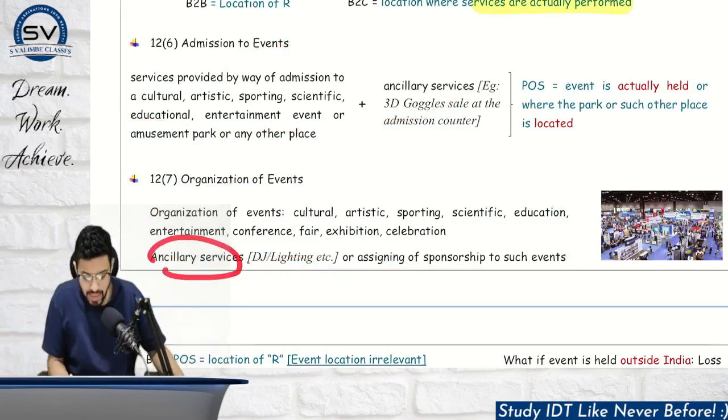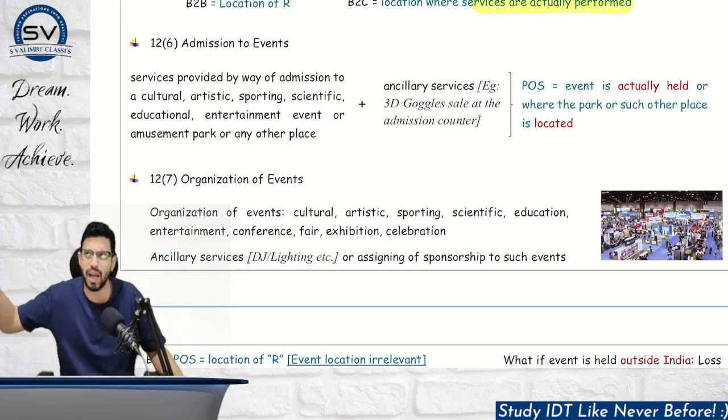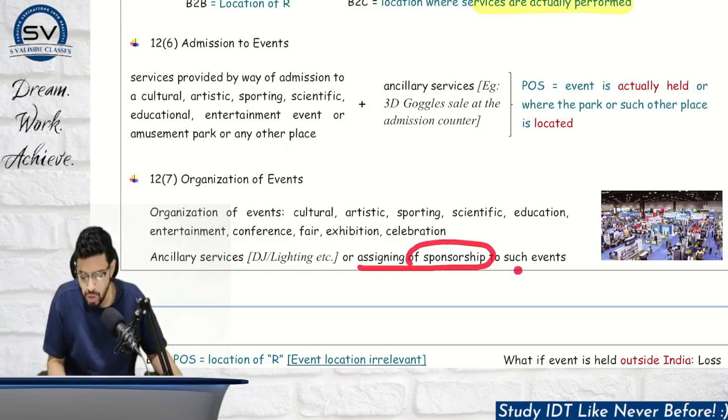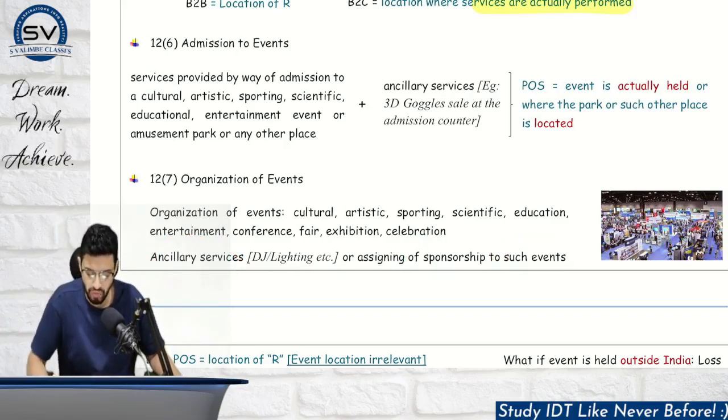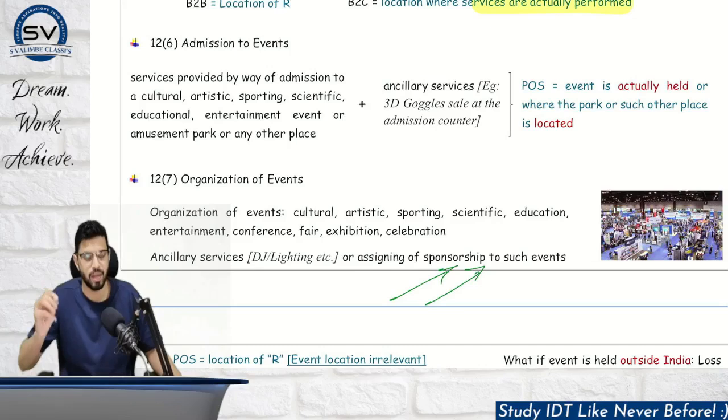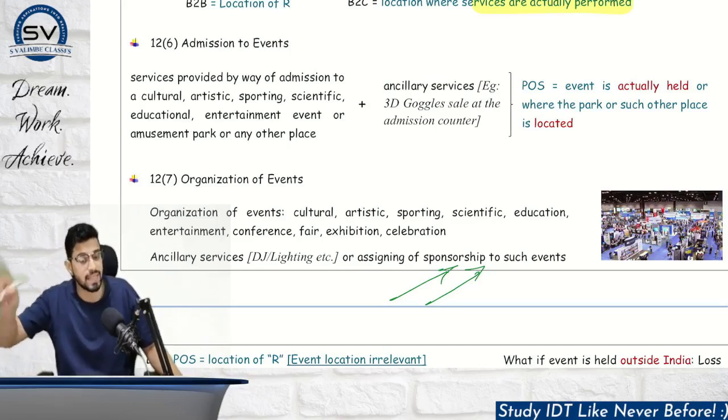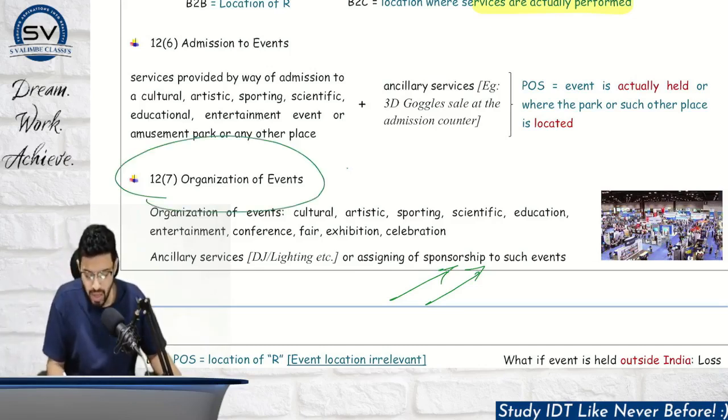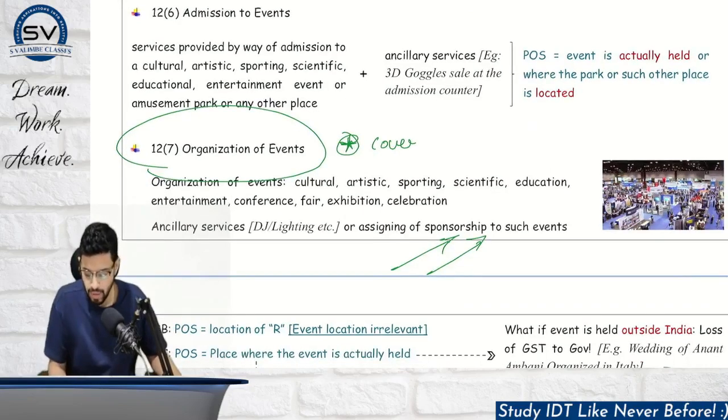Plus ancillary services, for example DJ, lighting, some exhibition happening, some decoration happening, whatever it is, or assigning of sponsorship to such events. This is also very, very important. Please mark this point. Sponsorship to events is covered under section 12.7. You have to write it separately. It can be asked in the exam. Okay, cover sponsorship. I hope you know the sponsorship meaning. We covered it in RCM also.